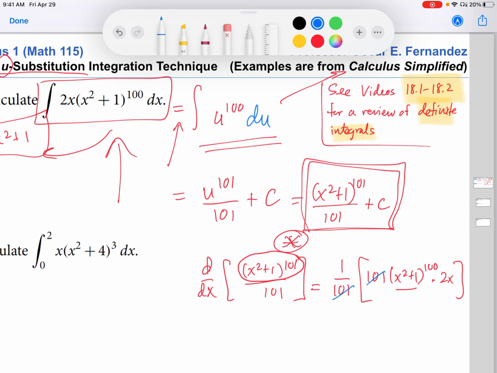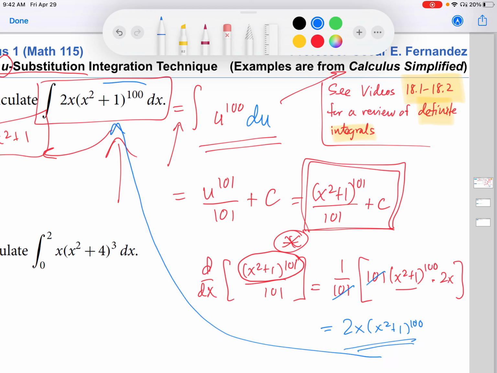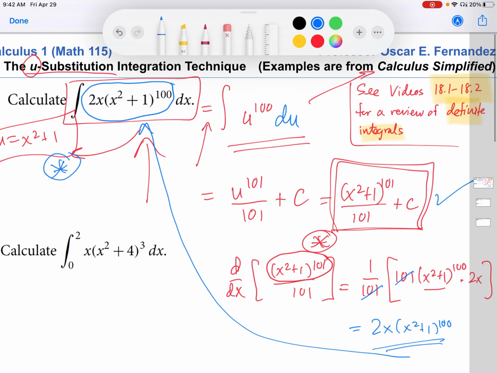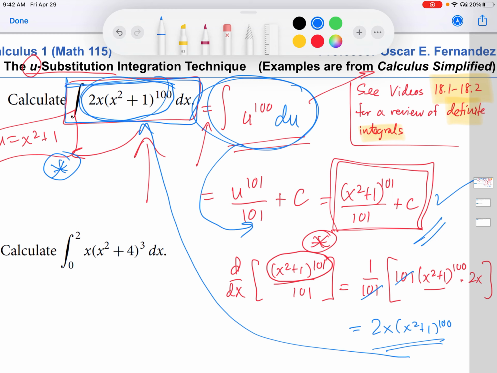You can see that the 101s go away, and what you're left with is 2x, x squared plus 1 to the 100. That matches exactly the integrand that we started off with. So indeed we did the u-substitution correctly, by which I mean we found a u that enabled us to convert the integral into something that did not involve x's and which we could do using some other integration technique. And then also we found the integral of the original integrand. We know that we did that correctly because we checked our work. We differentiated our answer and got back to the integrand.